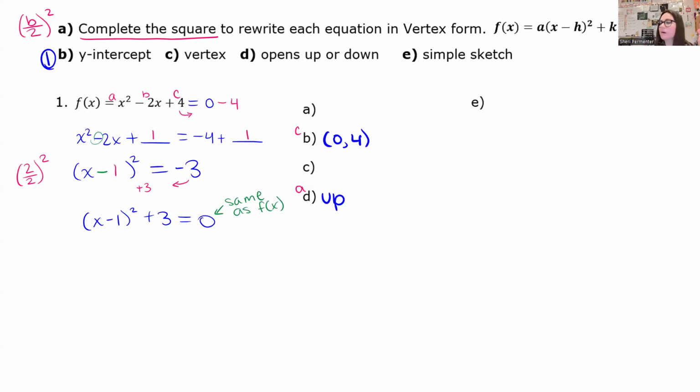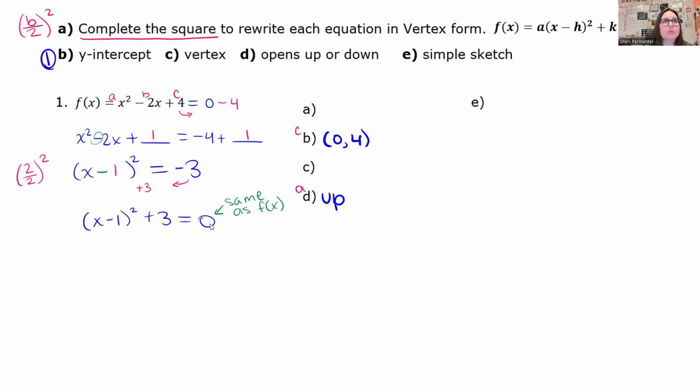And as soon as I have equals 0, that's the same as f of x. Wait, Miss, where do all the ones come from? Completing the square. So this is the formula to complete the square. B divided by 2 squared. B is 2. So 2 divided by 2 is 1. 1 squared is 1. And anything I do to one side, I have to do to the other.